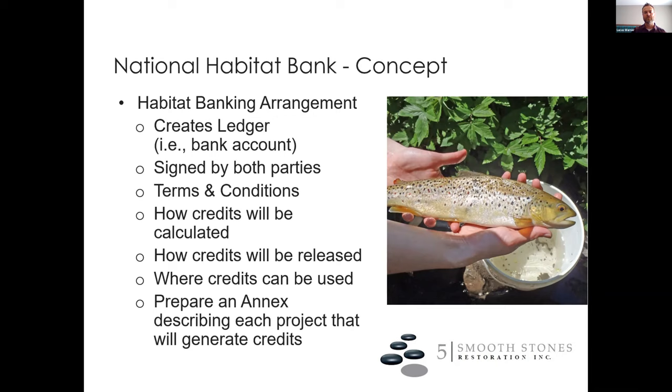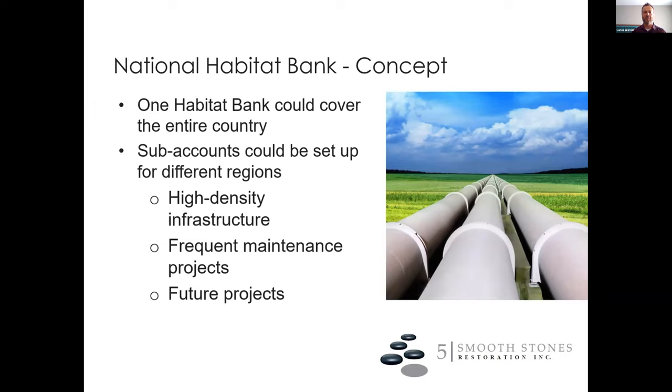The concept of a national bank could look something like this slide here. We have one habitat bank that could cover the entire country. So you establish one bank up front, and then sub-accounts, so to speak, could be set up for different regions. You establish a national bank for your company, and then you look at areas such as high density infrastructure. Where do you have lots of infrastructure? Where do you have frequent maintenance projects that may require offsetting or access to credits?